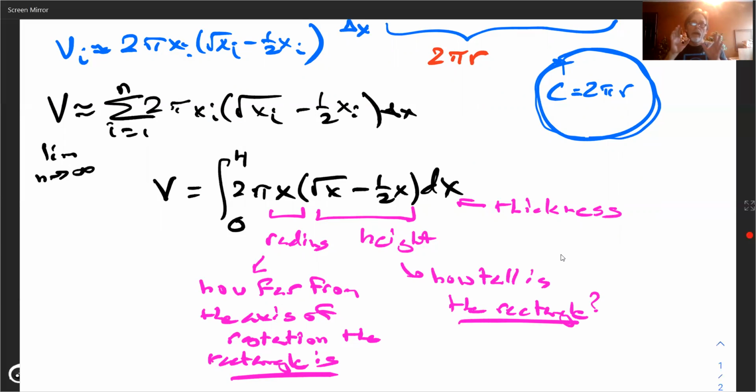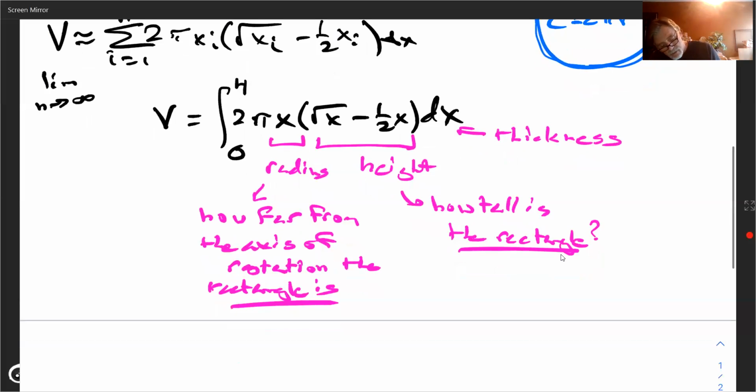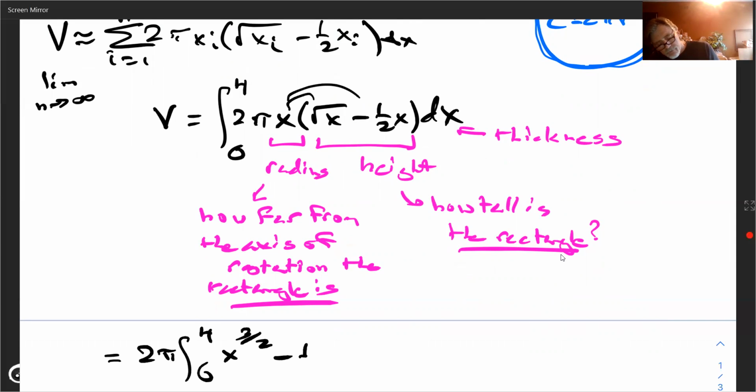And so when I ask those questions, you've got to first of all think, oh, I'm integrating with respect to x. So when I do this, everything has to be in terms of x. And that's what we have here. So really quickly then, to finish this off, if you want to watch, that's fine. But maybe the setup is the most important thing. But those of you that want to watch, what we'll do is I'm going to factor out the 2 pi, integral 0 to 4. I'm going to distribute here and get x to the 3/2 power minus 1/2 x squared dx. Okay, let's integrate. Don't forget the 2 pi.